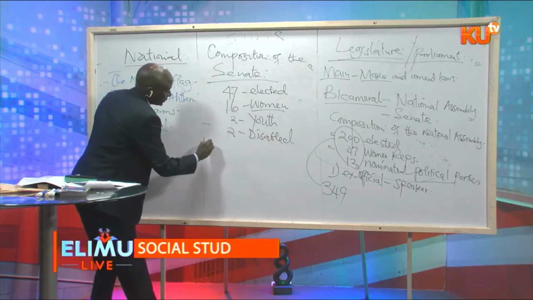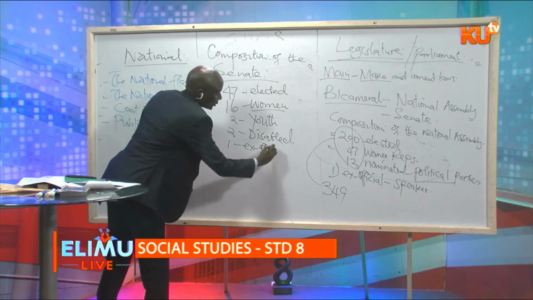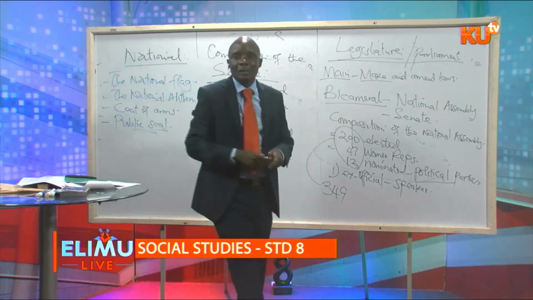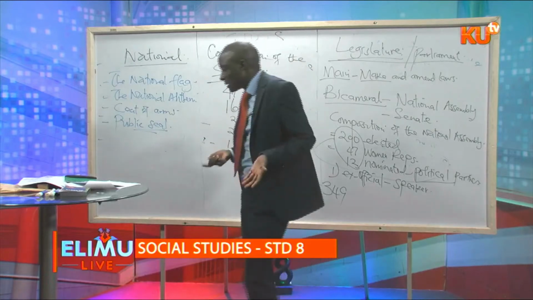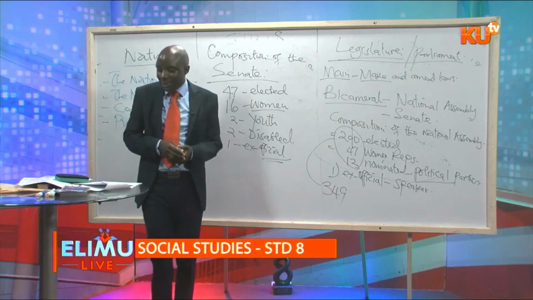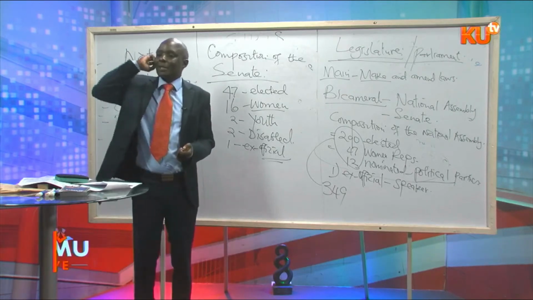Then you also have one ex officio. This one is the speaker. So I've given you the composition of the 2 houses. This one is very well talked about in chapter 8. Chapter 9, we talk about the executive.